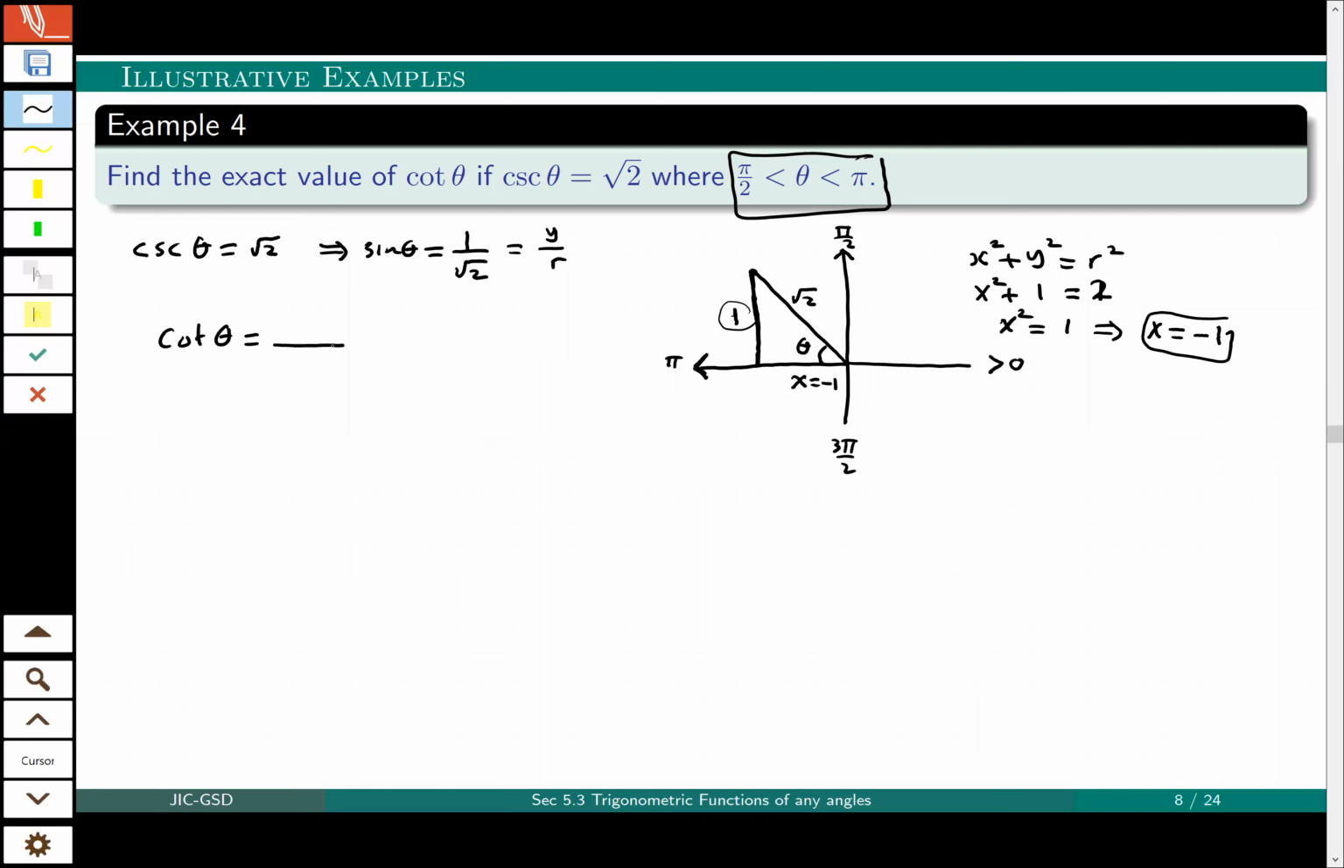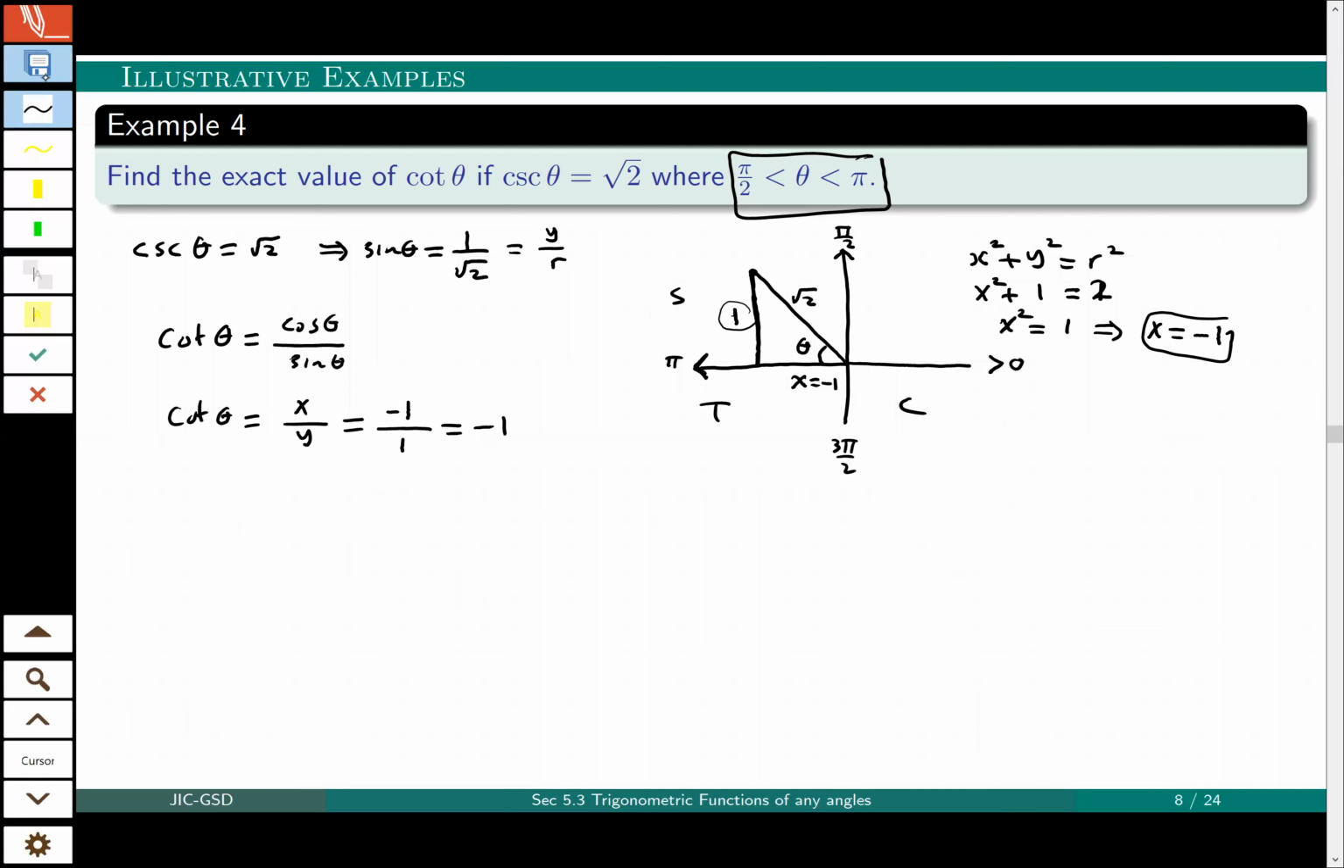What he wants to find is cotangent beta. Cotangent beta is actually cosine beta divided by sine beta, or you could say cotangent beta is x over y. Either way, if you say x over y, x is -1, y is equal to 1, so what you will get is -1. And of course, that is matching with our direction STC, because STC will say here only sine is positive and cotangent, definitely it is negative.